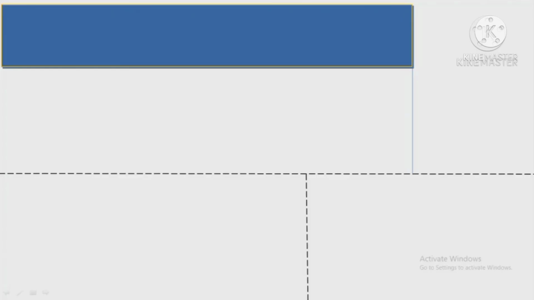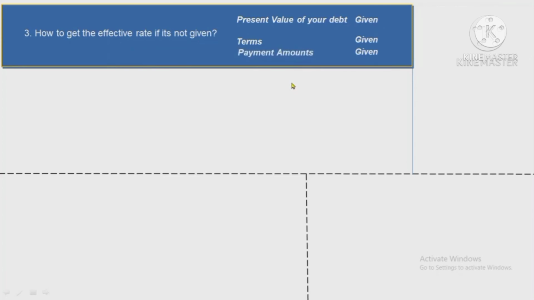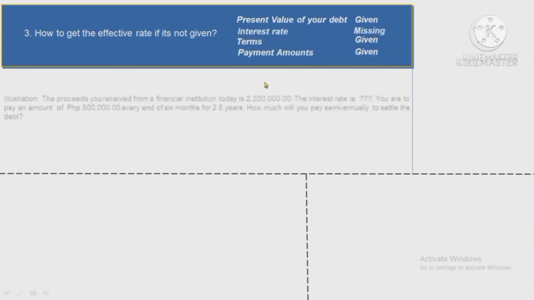Question number 3. The third question is how to get the effective rate if it's not given. To be specific, please assume that the present value of your debt is given, as well as the terms like the payment dates or the maturity term or the maturity dates, as well as the specific payment amounts. What's missing is the interest rate, just like this problem.